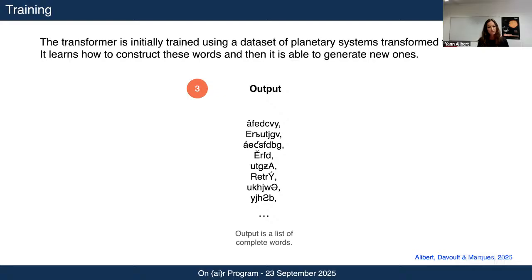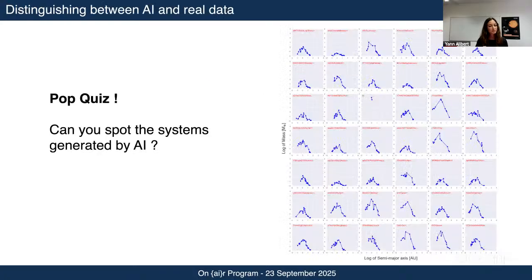So you have this new possibility of producing a lot of new words. You just need to convert them back to what they were in the past, using the grid we saw before, which we used in the beginning to convert planets into characters. So you do the inverse process, and you manage to actually create planetary systems. So this is what we did, and let's do a pop quiz.